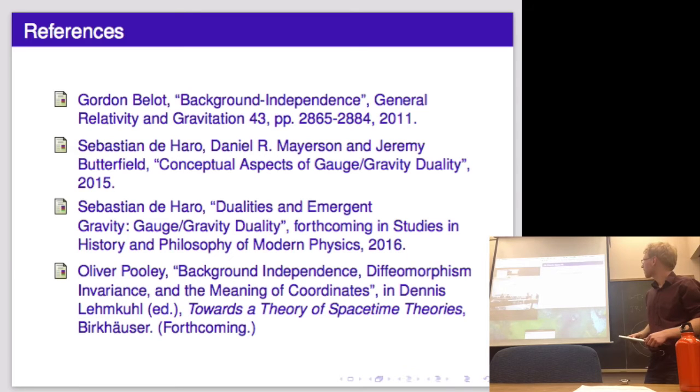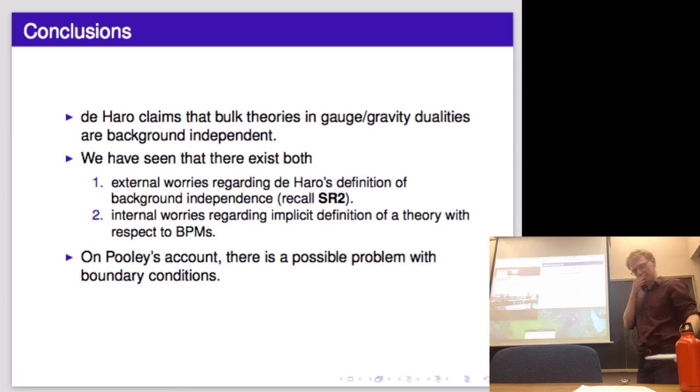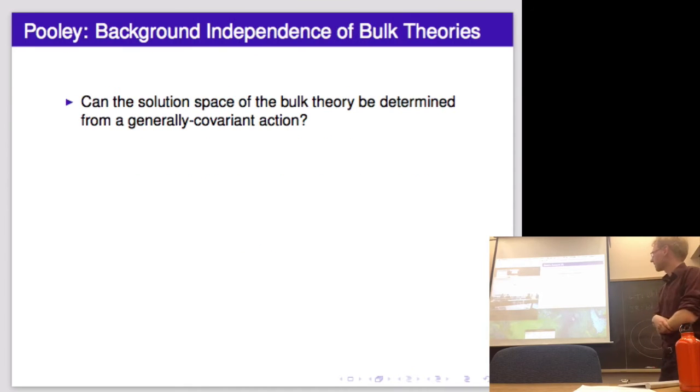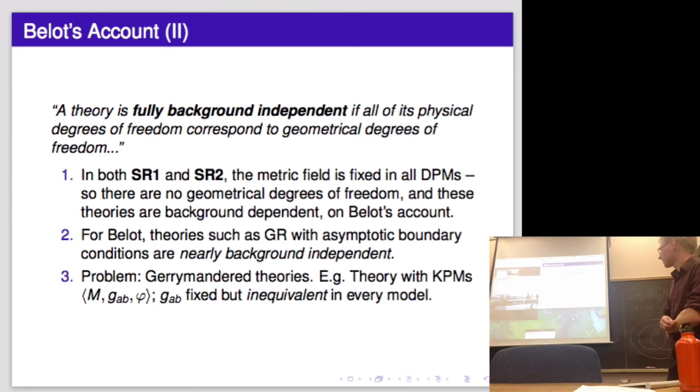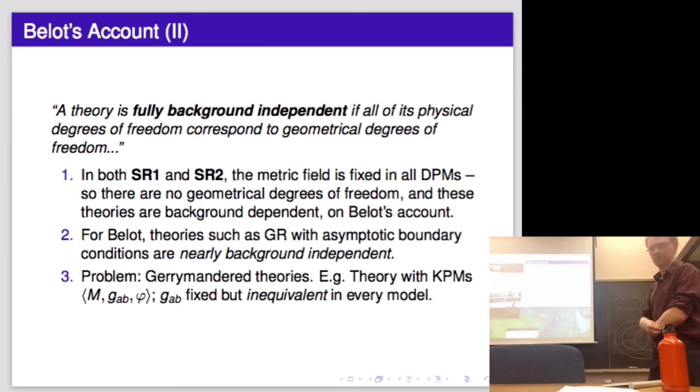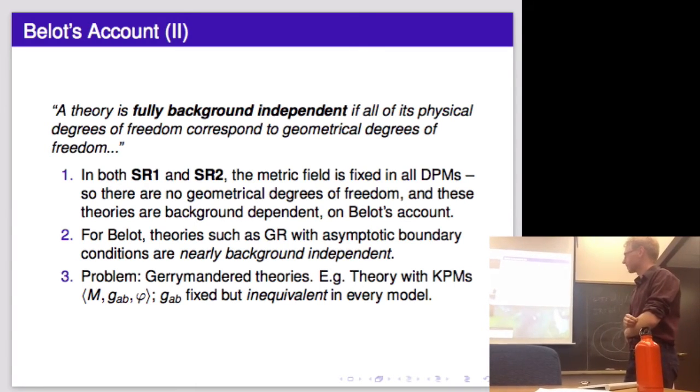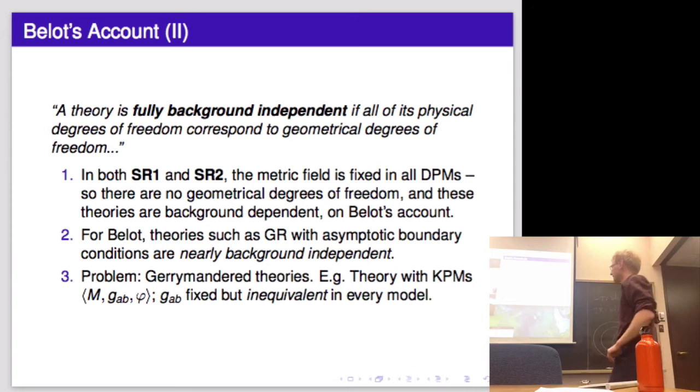I have a question. So if you go back to Belot's account and the problem you tried to raise for this, with the fixed-metric theories, I didn't quite understand what the problem was. So we're dealing with a theory such that for each model in that theory, or kinematically possible model, the metric is fixed, but it's in general distinct from model to model. Yes, that's right. Isn't GR like that as well? I mean, in a model, there is one.